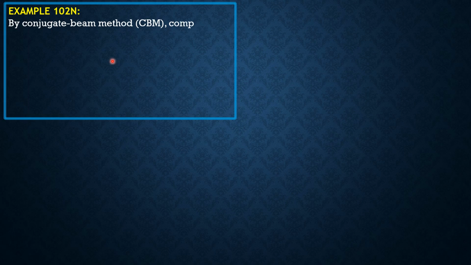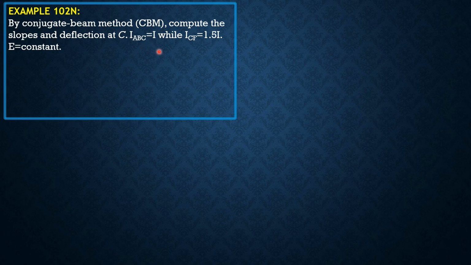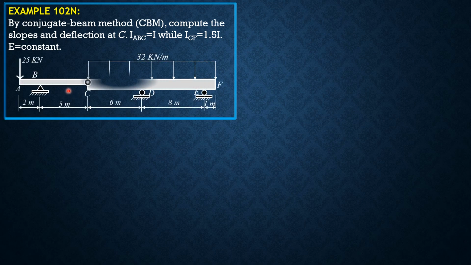By conjugate beam method, compute the slope and deflection at C. Moment of inertia ABC is I, while moment of inertia CF is 1.5 I, and E is constant. This is the given figure. So first portion ABC is simply supported, so let's consider that first.